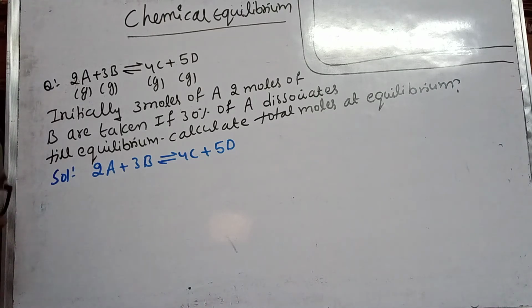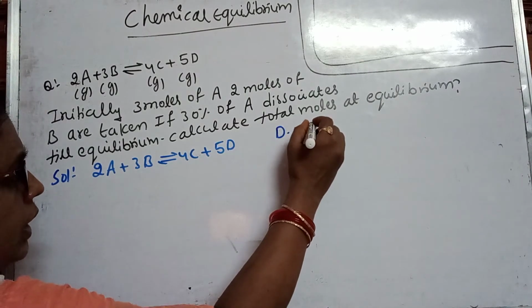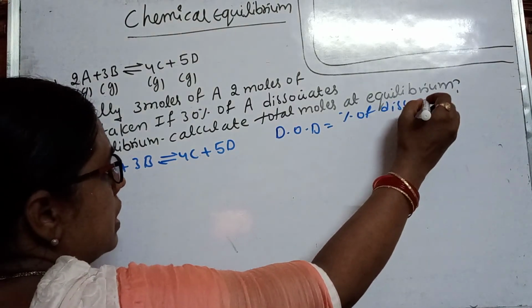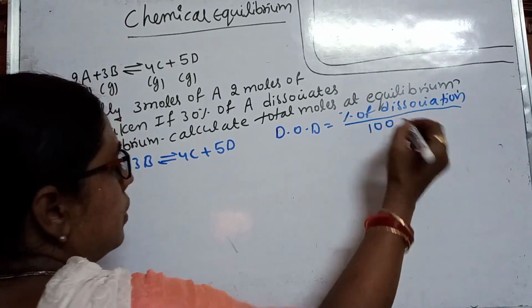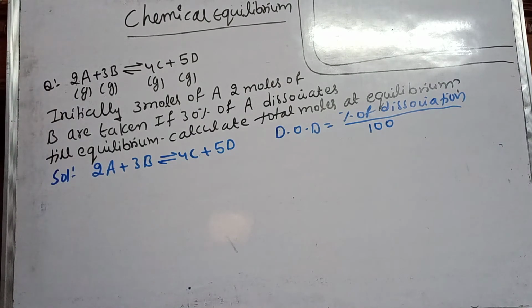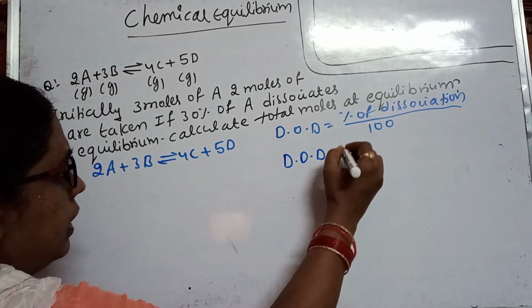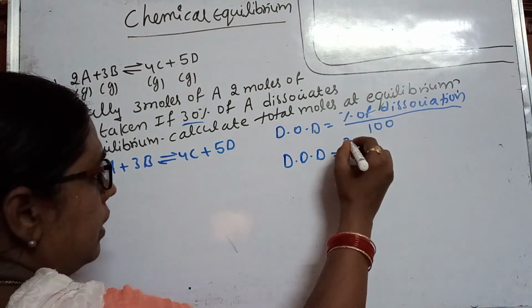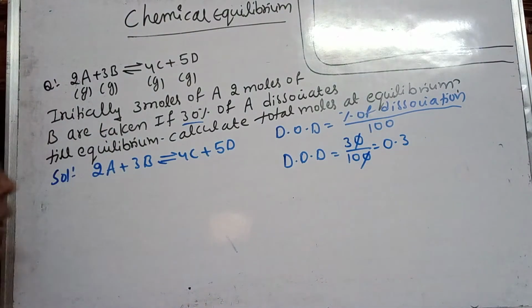So first of all we have to calculate the degree of dissociation, DOD. How to calculate? The formula is DOD is equal to percentage of dissociation by 100. By using this formula we calculate the degree of dissociation. The percentage of dissociation given in the problem is 30%, by 100, we get 0.3. So DOD is 0.3.